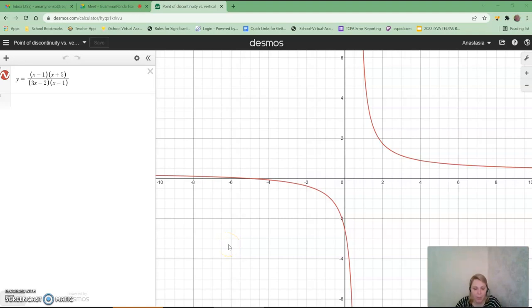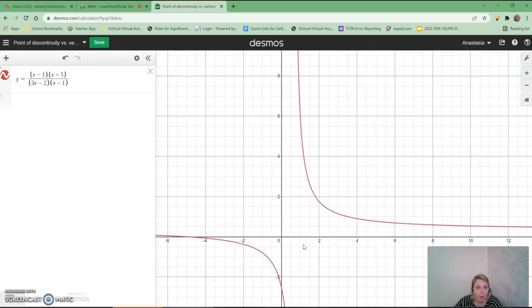Hello everyone. So today we will talk about the differences between the points of discontinuity and vertical asymptotes. Before we look at any equations, I want to show you what they look like on the graph and what their behavior is. So let's look at this graph, and we do have a point of discontinuity over here at x equals 1. So what will I see if I look at this point?